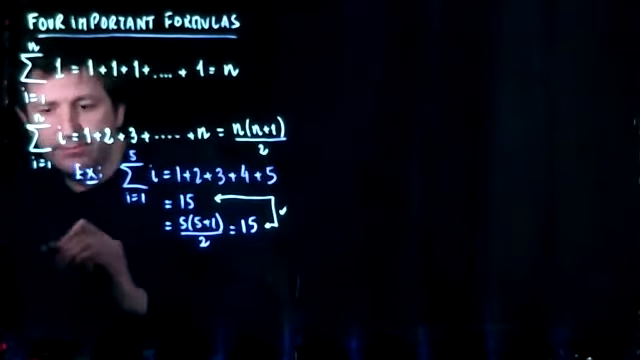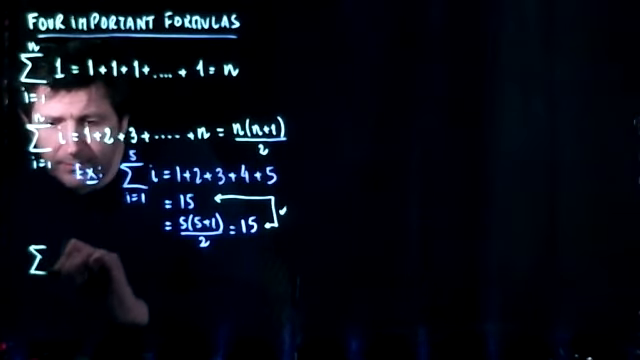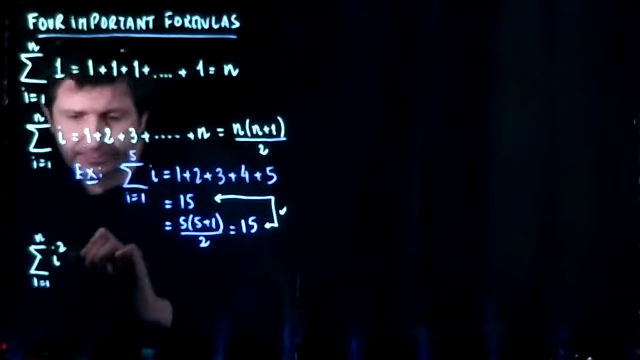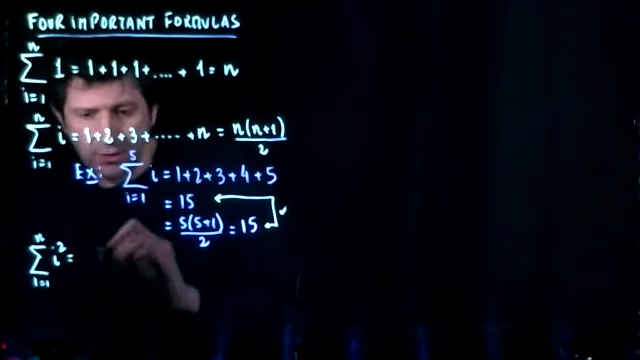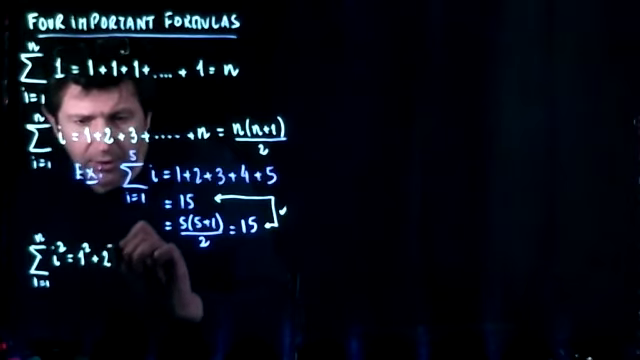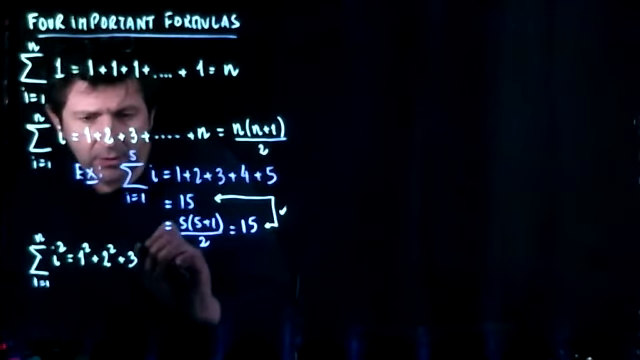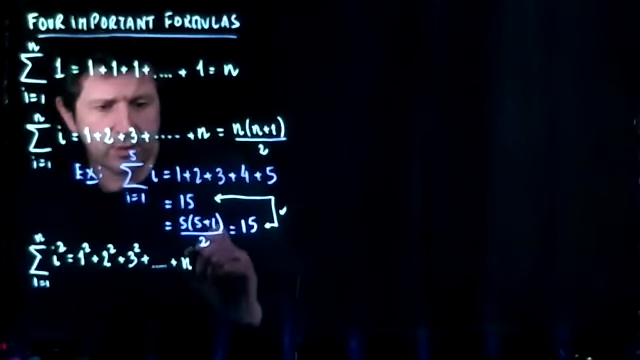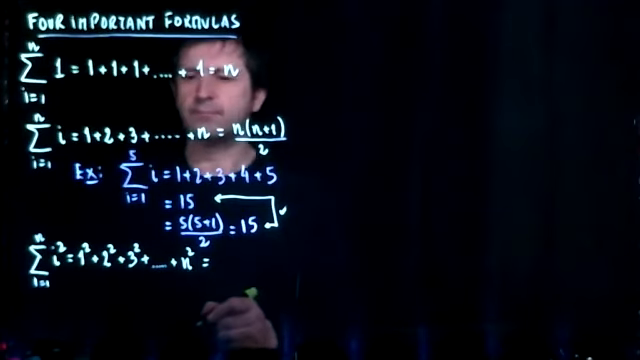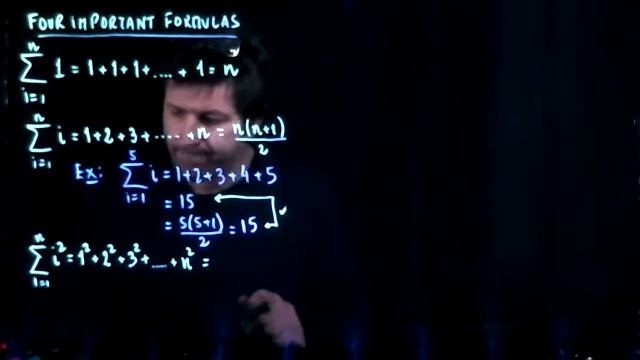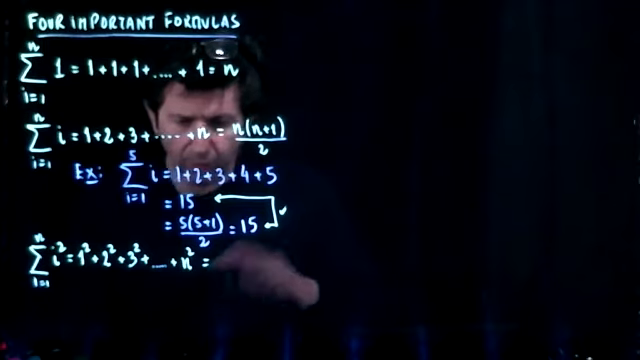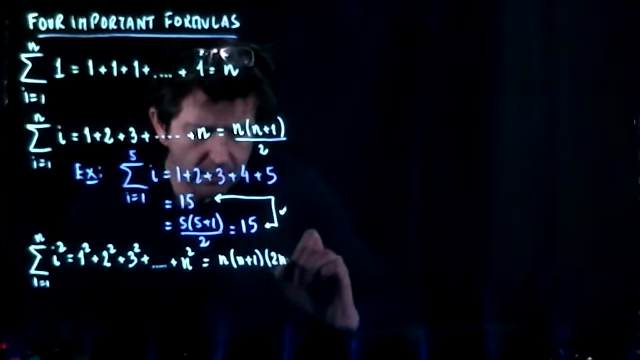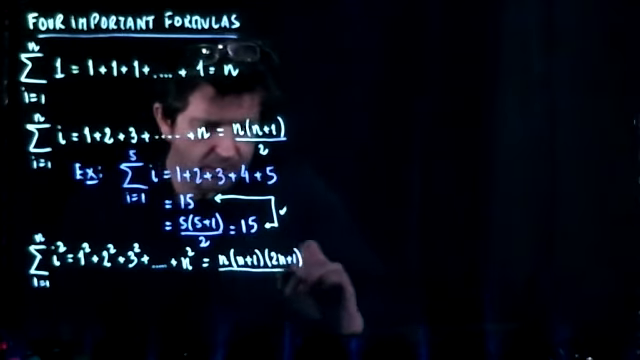Let's do another one. Sum i equals 1 until n, now of i squared. This will be, of course, 1 squared plus 2 squared plus 3 squared, and so on until n squared. The formula for this is n times n plus 1 times 2n plus 1, and all this divided by 6.